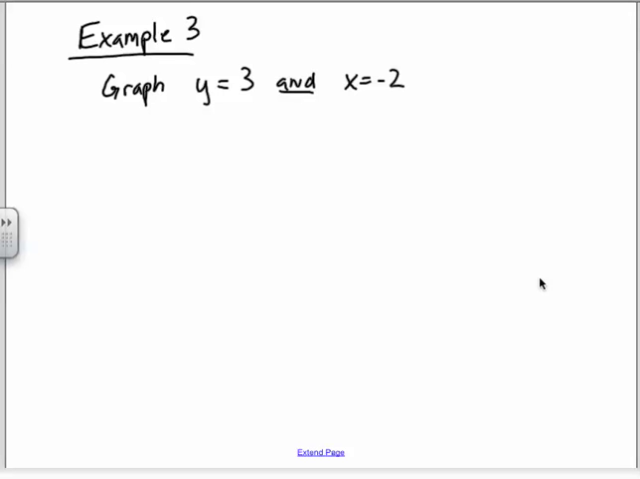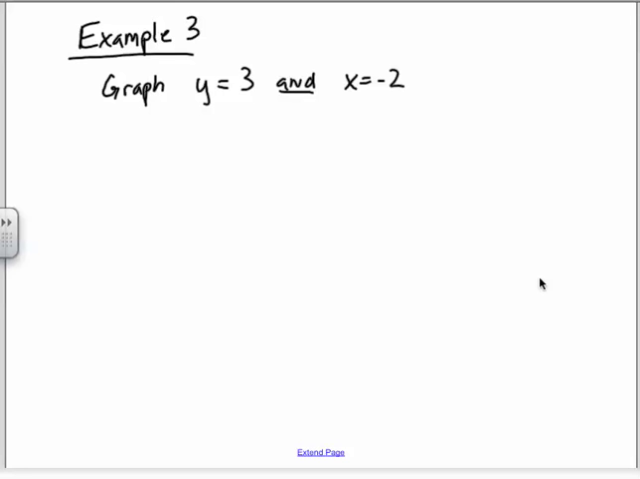Example number 3 here, it says graph y equals 3 and x equals negative 2. So I've got two things that I need to graph here. But remember the name of this section. It says a linear equation in two variables. And these equations only have one variable in each one. So what does that mean? Well, let me show you.